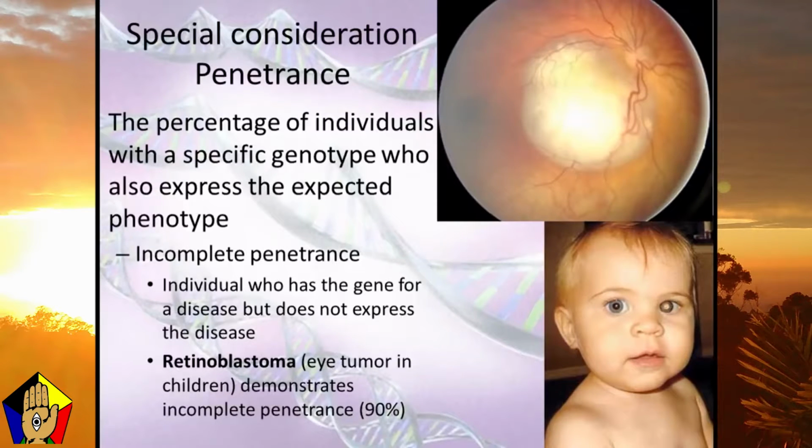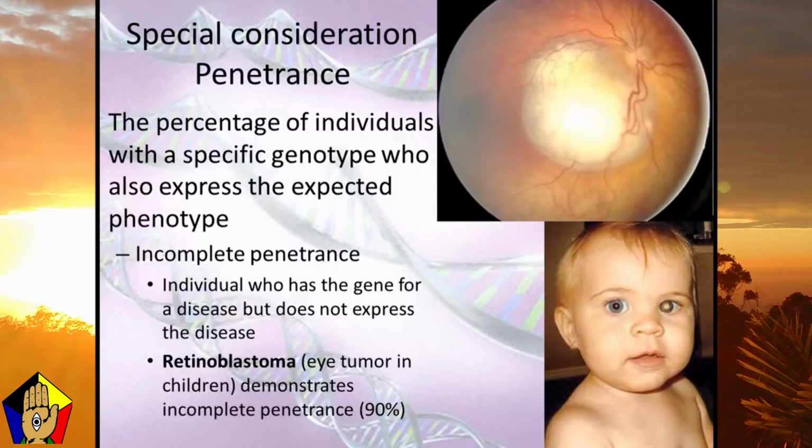All right. So the next term, special consideration, is something called penetrance. So penetrance, this is kind of like the lucky lottery. With penetrance, you could get the bad gene, but you may not show it. Not the same as expressivity.